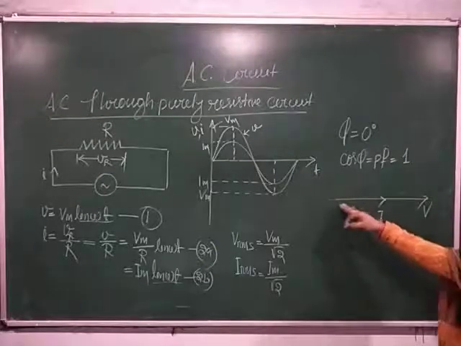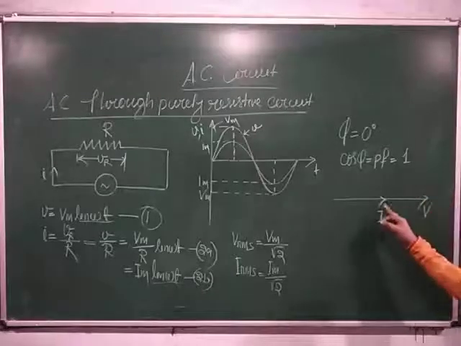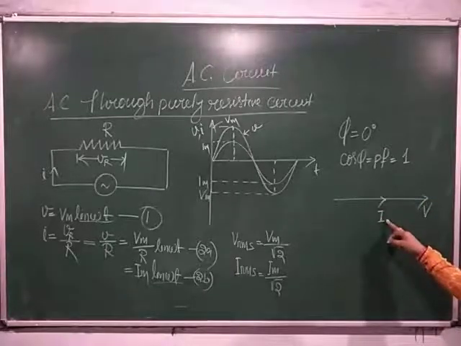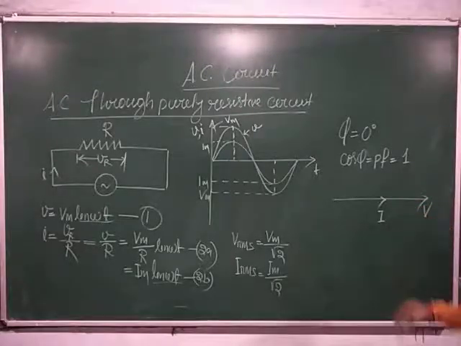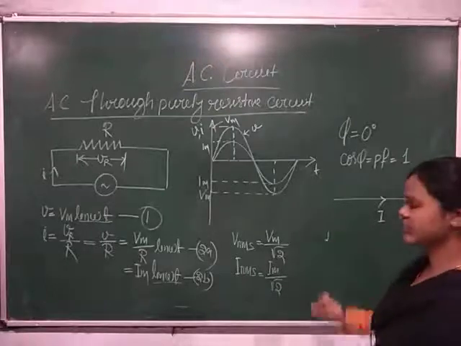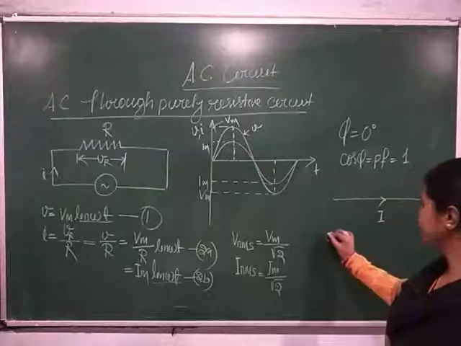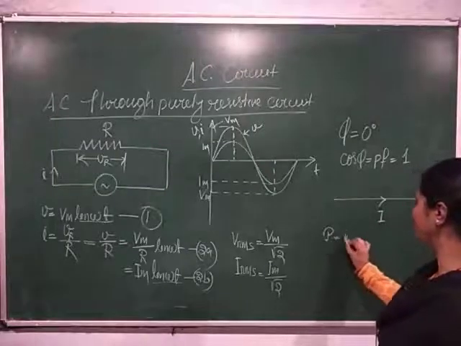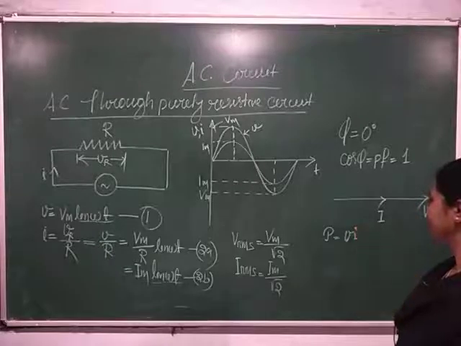So here I have drawn the voltage phasor greater than the current phasor, and they lie in the same phase. Clear? Now come to the power. As you know, power is the product of voltage and current, so the instantaneous value of power is equal to the product of the instantaneous values of voltage and current.